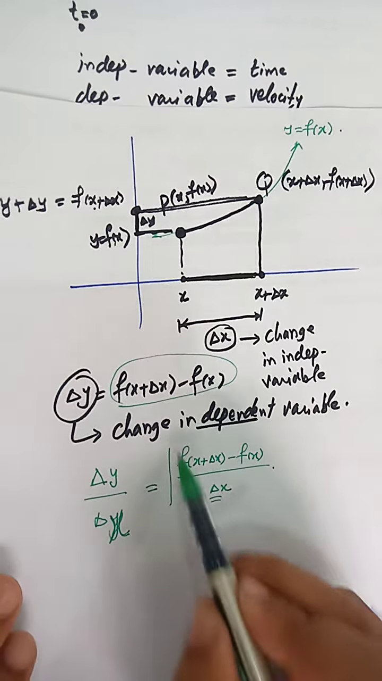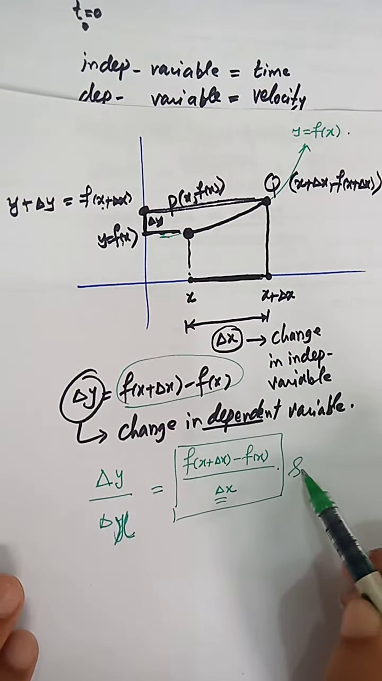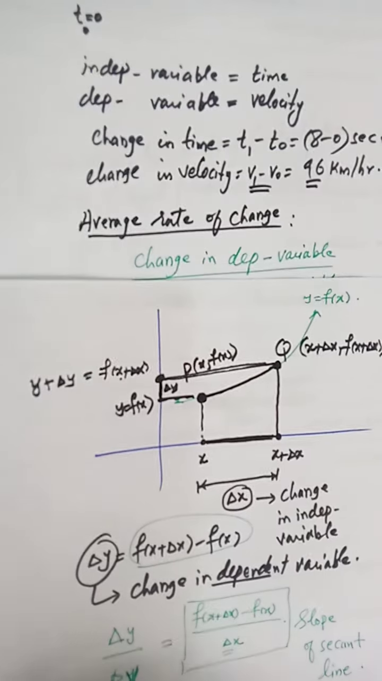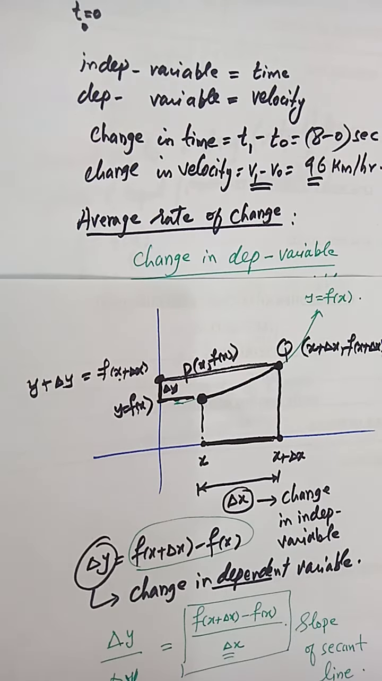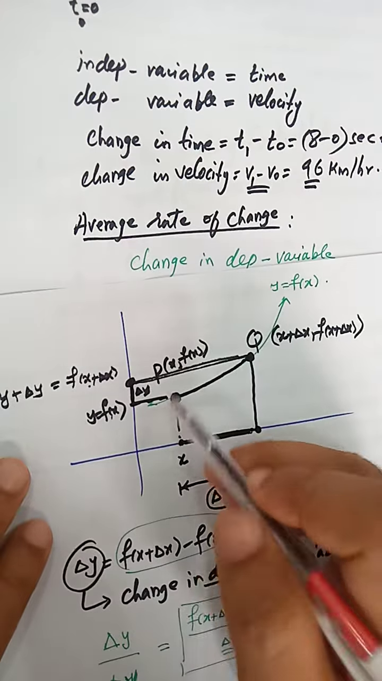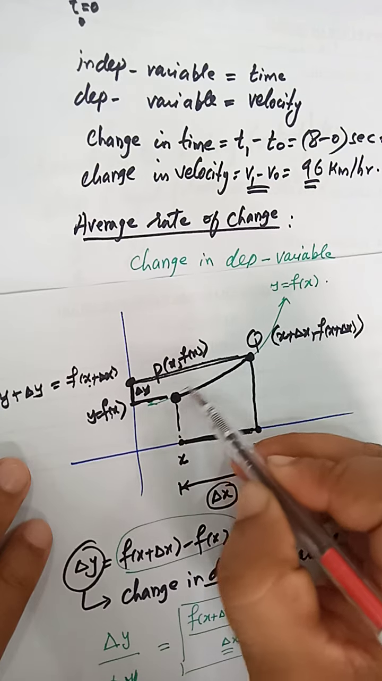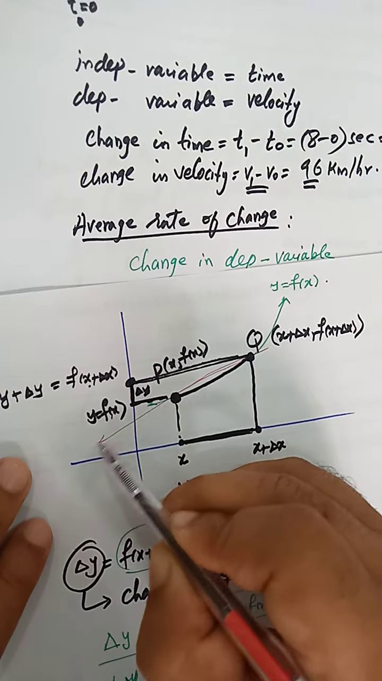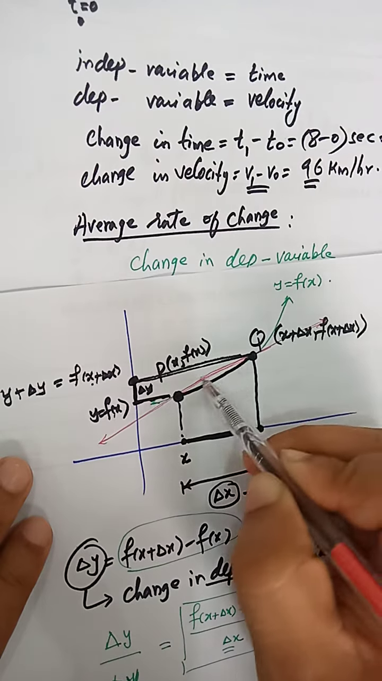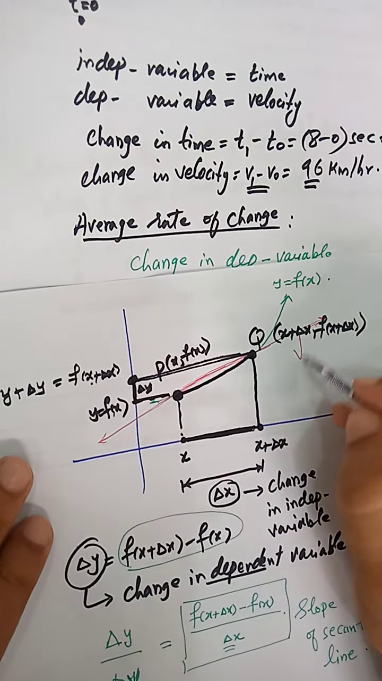But actually, if you see this, that is the slope of the secant line. Slope of a secant line: a line which passes through two points of the given curve. Such lines are called secant lines. So if I pass a line through these two points, that is a line, and you can see this line, it is called a secant line.